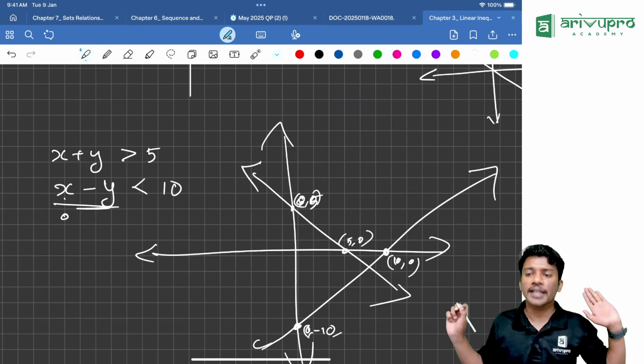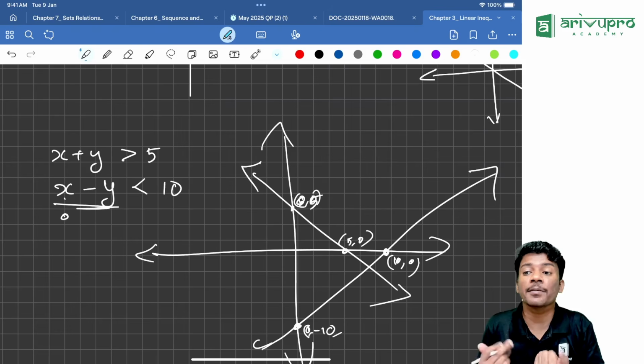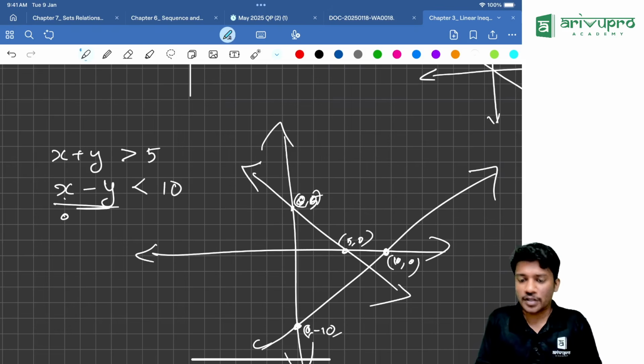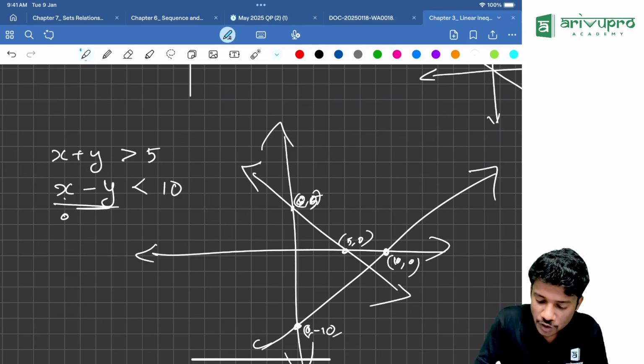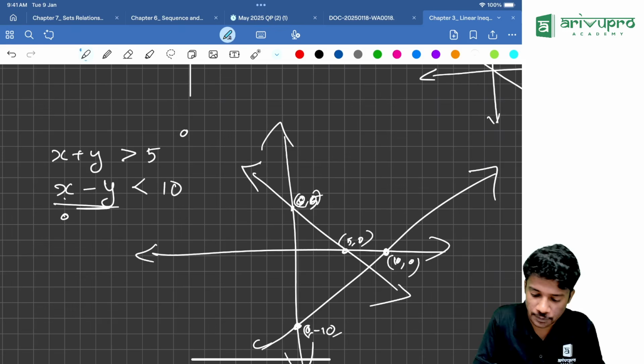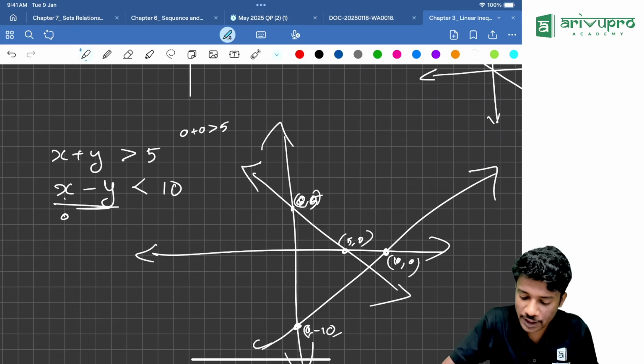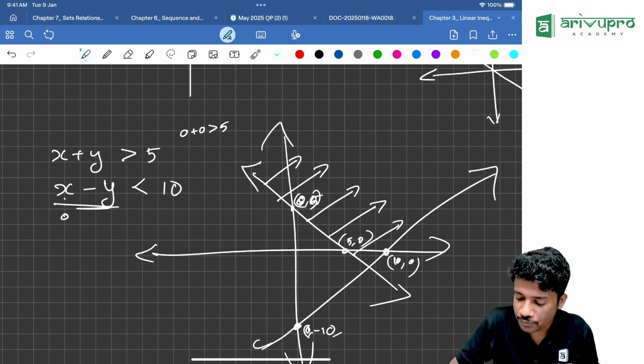Done. Now we need to know the common area between them. Now x plus y greater than 5. We will check. Assume the origin, 0 comma 0. 0 plus 0 greater than 5. Is that possible? No, so the area will be away from the origin. That is the area, like this.